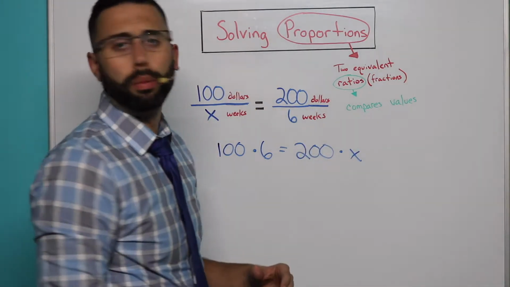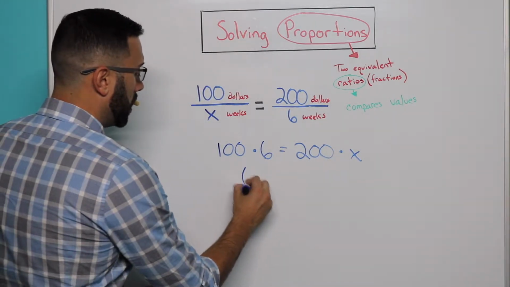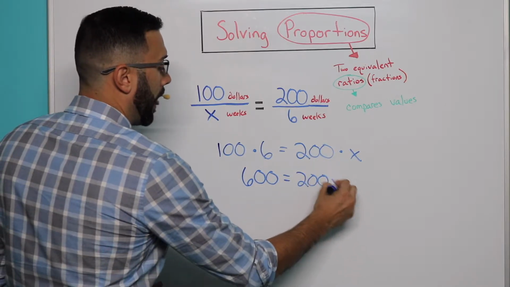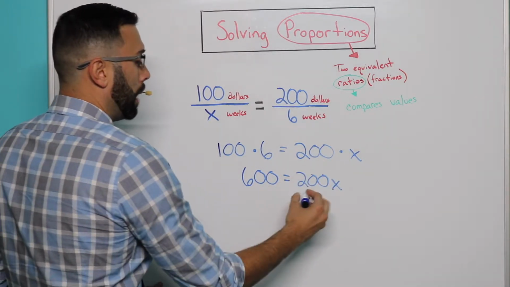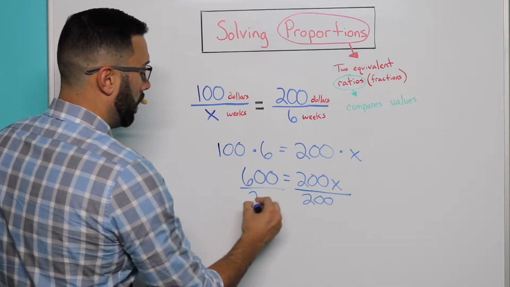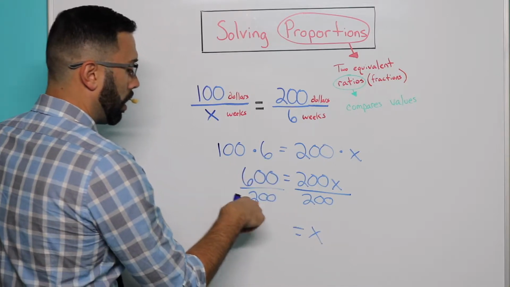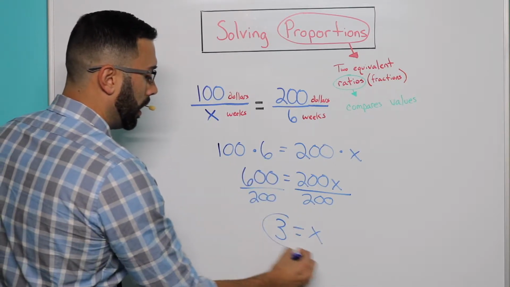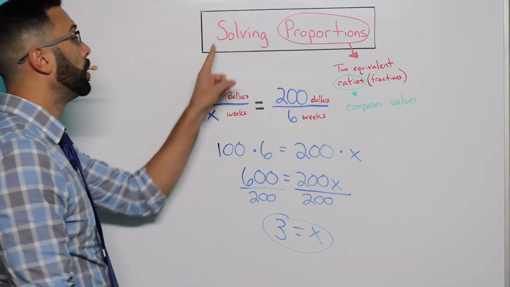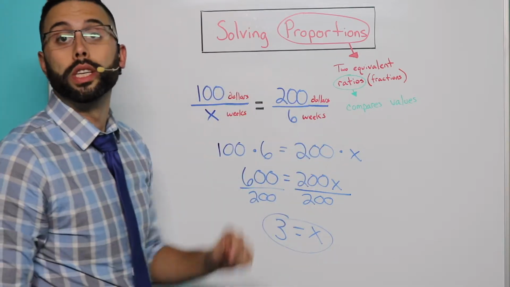Let's just do a little cleanup right here, make life easy for us. 100 times 6, 600 equals 200x. 200 times x, I want to undo it. Divide by 200. Divide by 200. x equals, well, 600 divided by 200 is 3. And didn't we have that from before? Yes. So when solving a proportion, just set the cross products equal to each other.